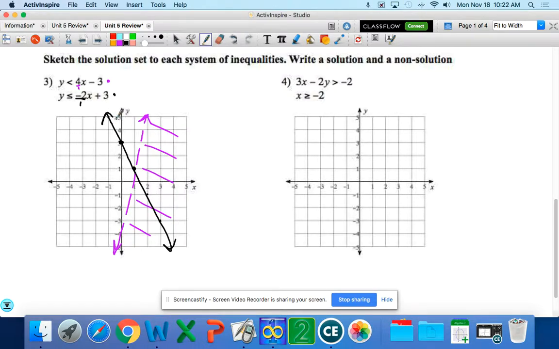Next, we shade. You could pick a test point like 0, 0, at which point you get 0 is less than or equal to 3, which is true. Or you can read the sign. The sign says shade under because this is less than.